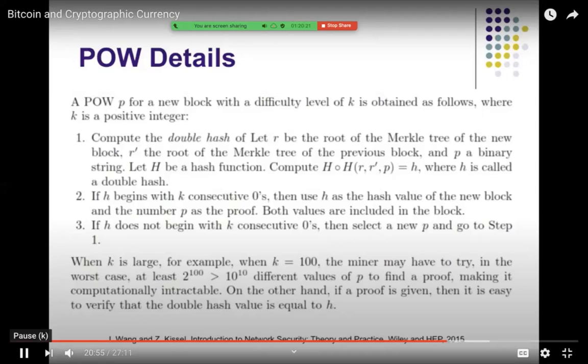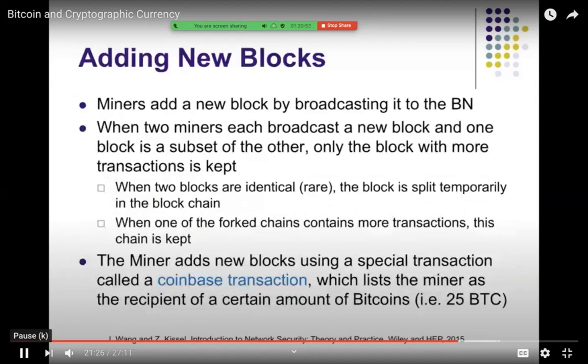This is hard. On the other hand, if a proof is given, then it is easy to verify that the double hash value is equal to H. So verifying is easy. When P is given, you can do this double hash very quickly, and then this H will contain K consecutive zeros in its prefix. So now I found a proof of work.